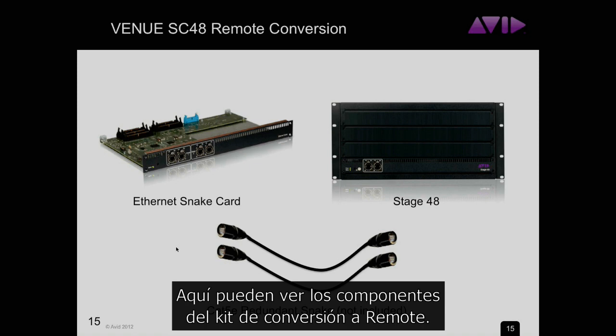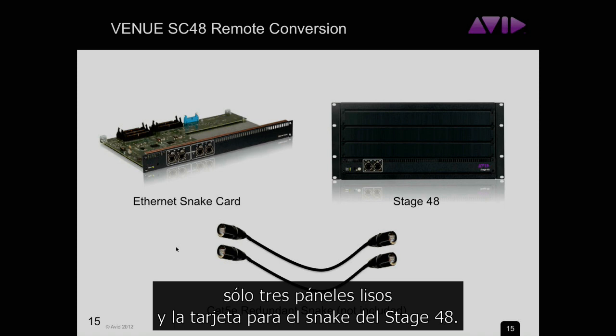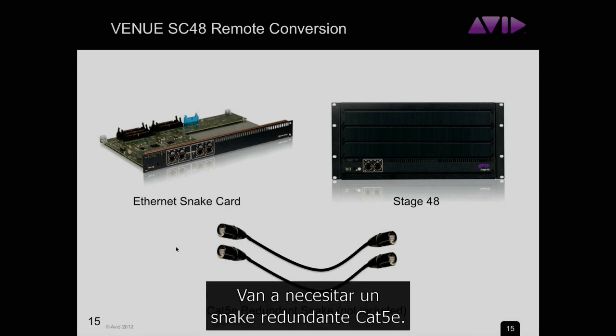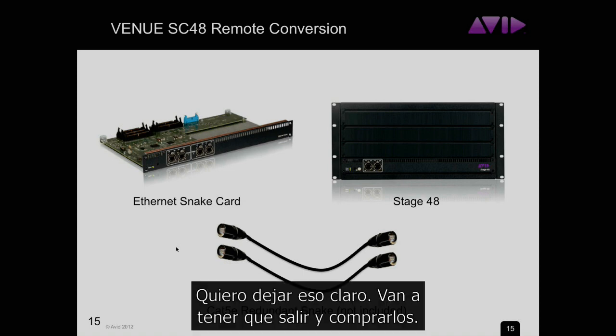So here you kind of see the components of the remote conversion kit. Certainly you would see an Ethernet snake card. You see an empty rack there, essentially just 3 blank panels and the stage 48 snake card. You'll still need a Cat5e redundant snake, have 2 snakes for it. Those are not included in the package, by the way. I want to make that clear. You'll have to go out and purchase those separately.